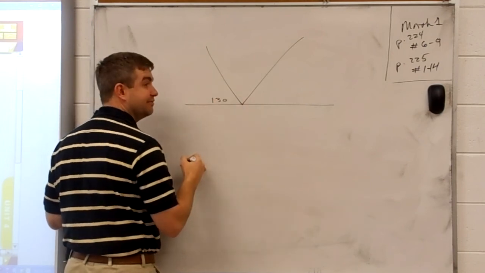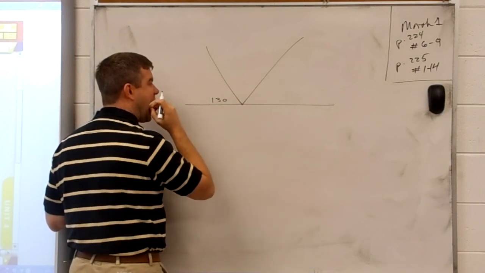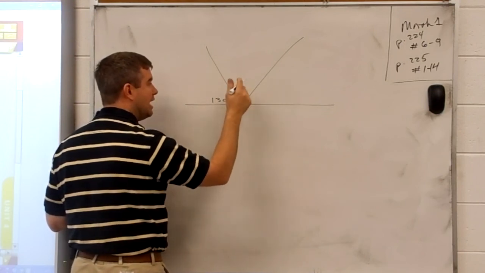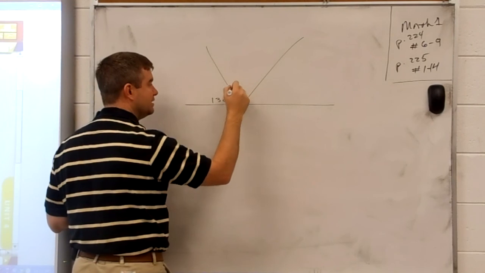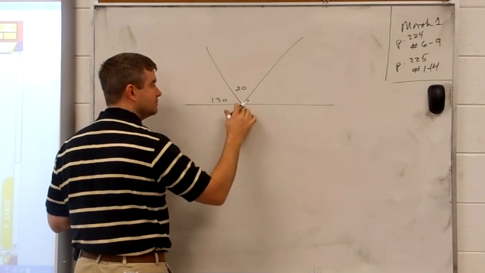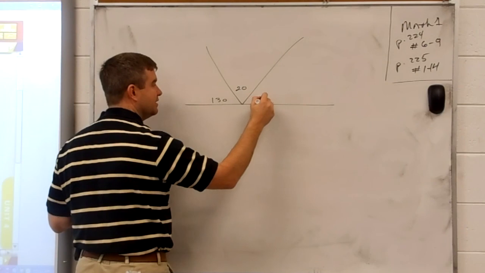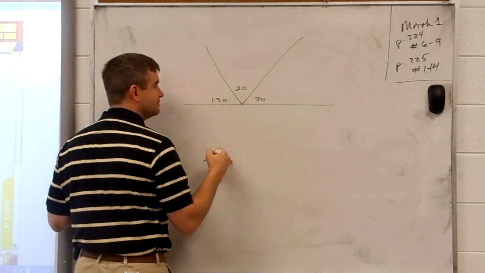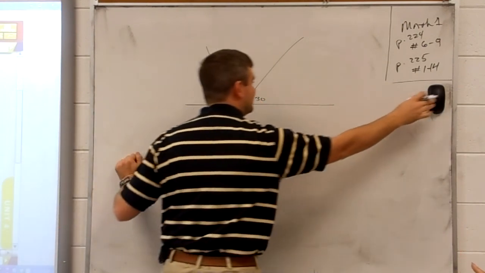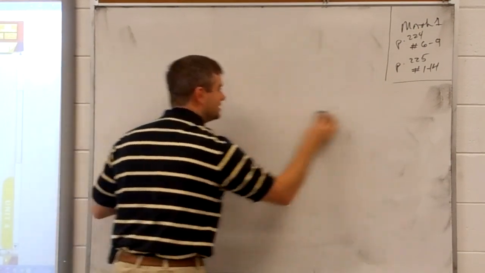If this one is 130, and this one is 20, and this one has to be 30. It has to equal 180. That didn't work out. That didn't work out at all. They all have to equal 180. Let's try that again.